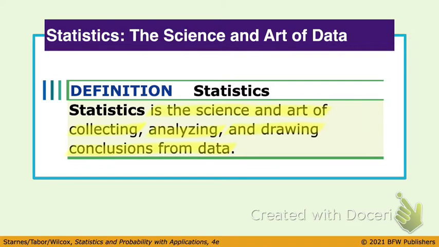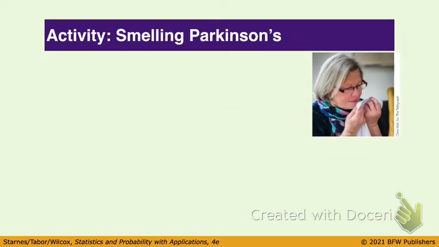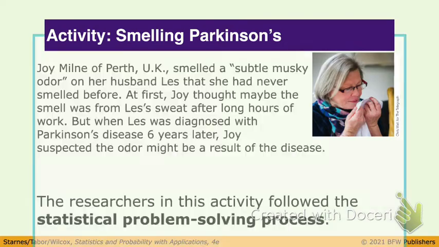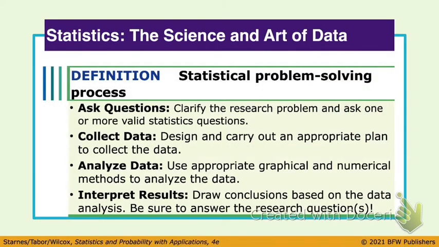All right, we are going to learn this year how to collect. We're going to learn how to analyze. We're going to learn how to draw conclusions from data. And in fact, you guys, do you guys remember Joy? What was Joy's superpower? She could smell Parkinson's. They utilized in that study the statistical problem-solving process, which includes these 4 things.